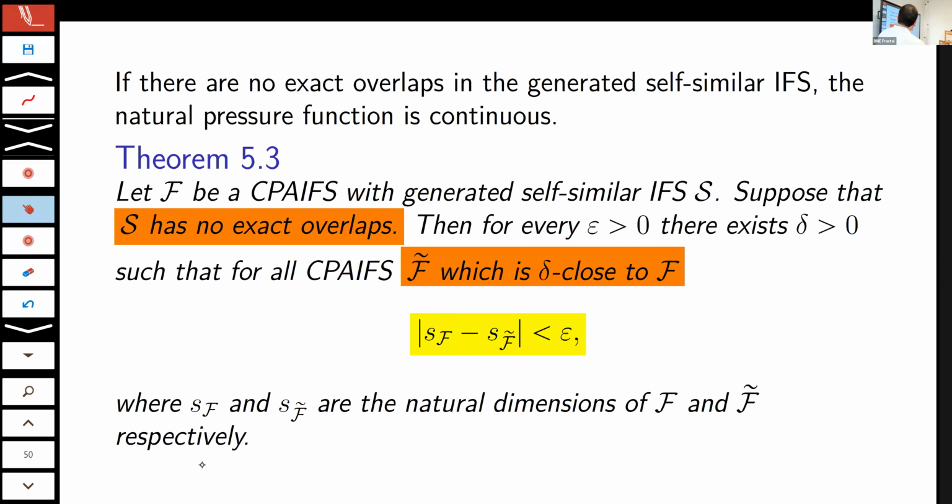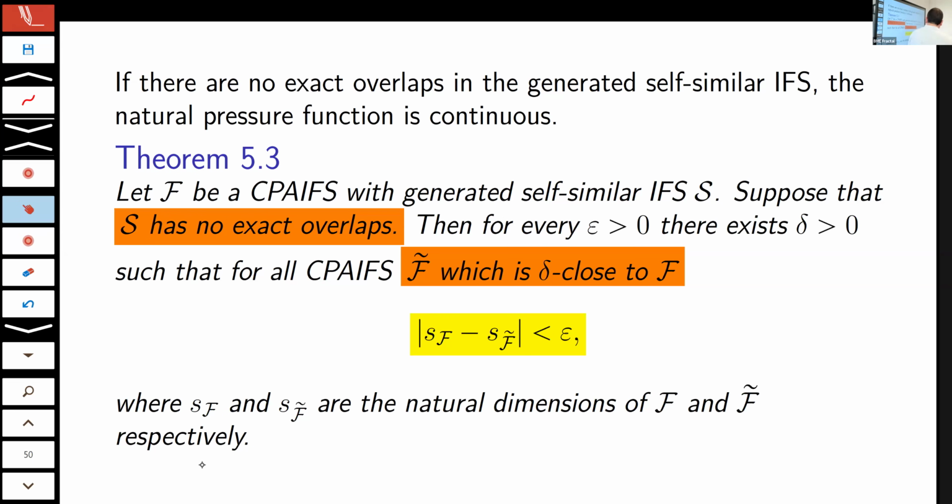If you started with a system with exact overlaps, that can only happen if you have exact overlaps. There's no problem with any other types of overlaps, only with the more vicious case. So if you assume that you started with a system that has no exact overlaps, then you have continuity of this pressure, which implies that the natural dimensions are also constant. So you can approximate it this way.